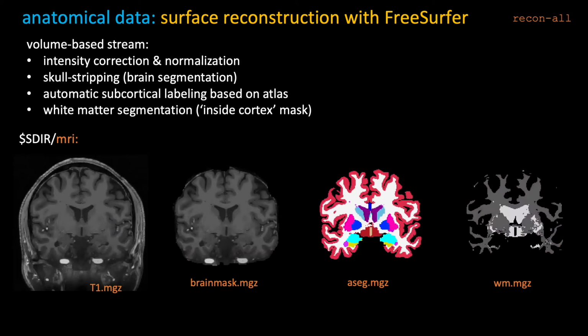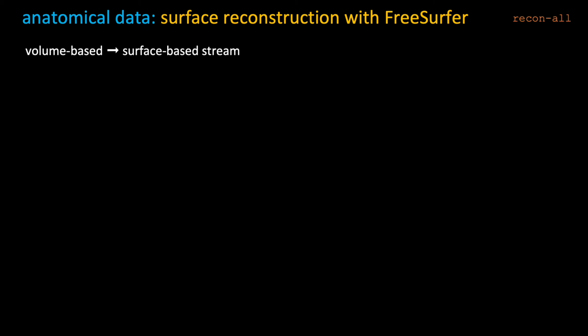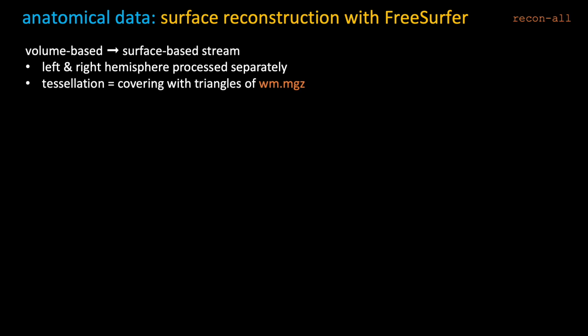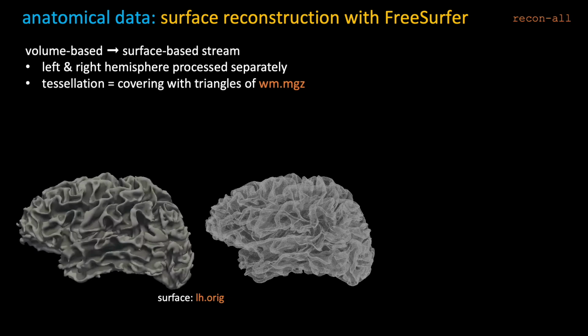And this is an important volume because it's a volume that is used for the transition from the volume to surface-based stream. So, surface-based stream works separately on left and right hemisphere, and it starts from this white matter segmentation volume that I showed in the previous slide by covering it with triangles. That's called tessellation to create the mesh.